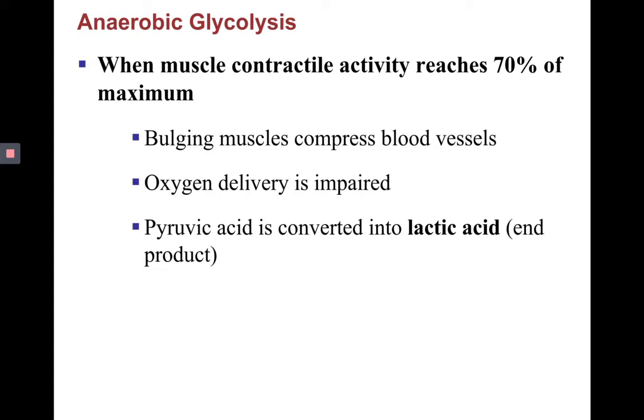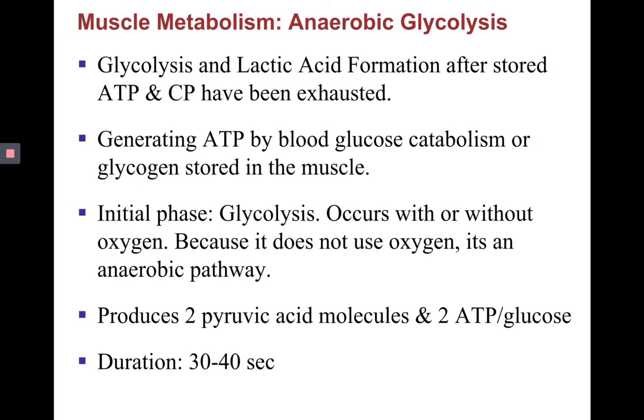But again, we don't get much ATP. Even though it's quick, it's a little bit longer than direct phosphorylation, and we only get 1 ATP made per glucose molecule. So the anaerobic glycolysis mechanism can form lactic acid, and that can cause muscle soreness.